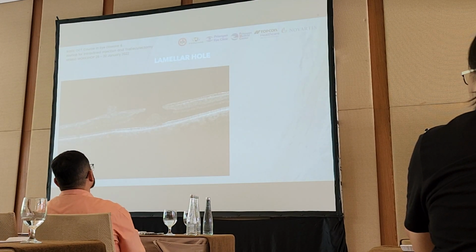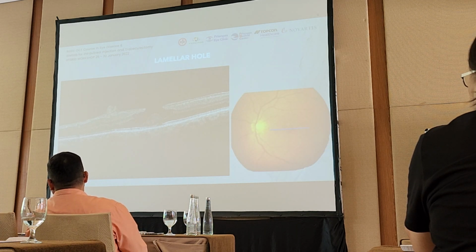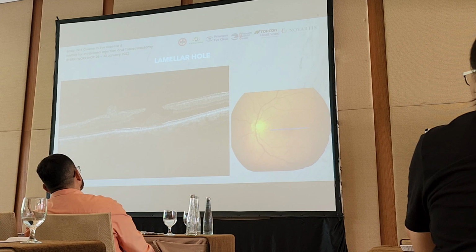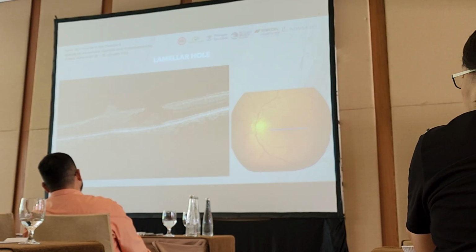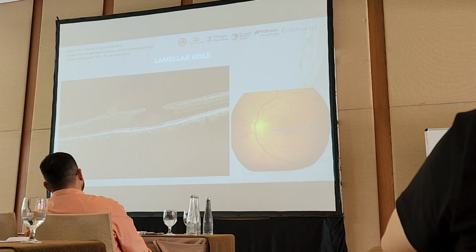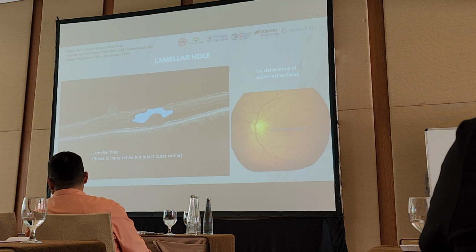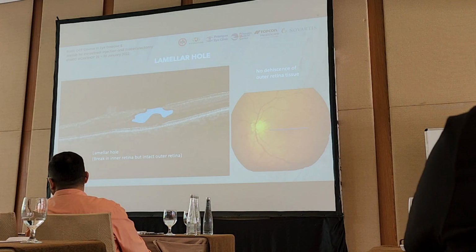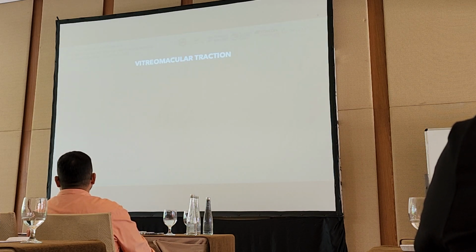This is a patient with a lamellar macular hole. Sometimes you cannot really see it on clinical findings, or you might not be sure whether it's a full thickness macular hole or not. Then OCT can help you to differentiate. Lamellar hole is a break in the inner retina but with intact outer retina, so the outer retina is still there while the inner retina is breaking. No dehiscence of the outer retinal tissue.